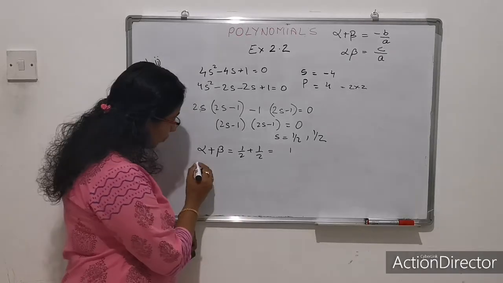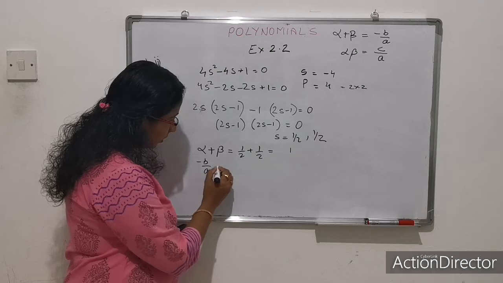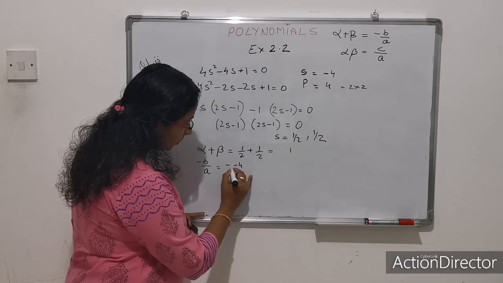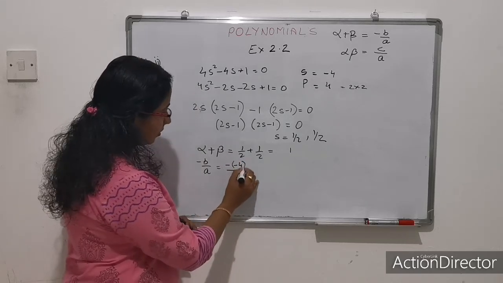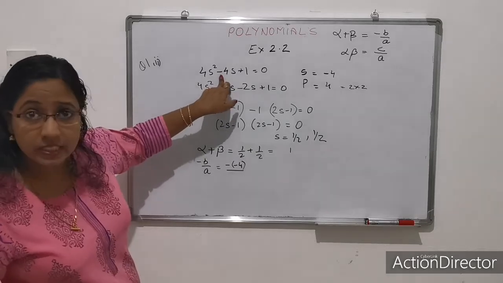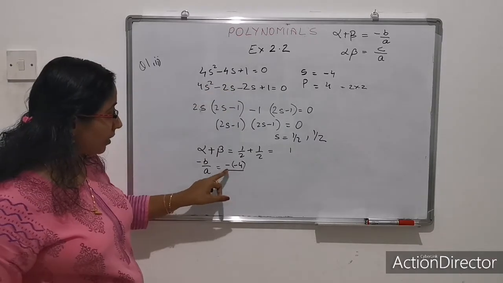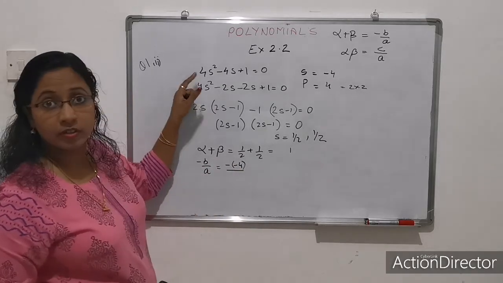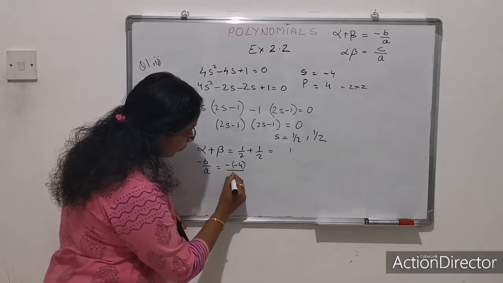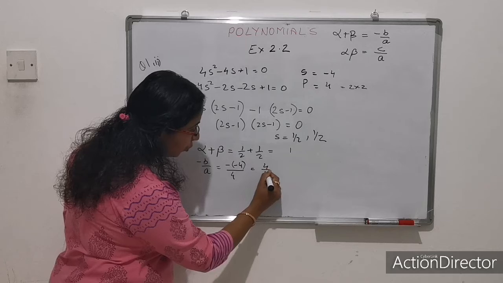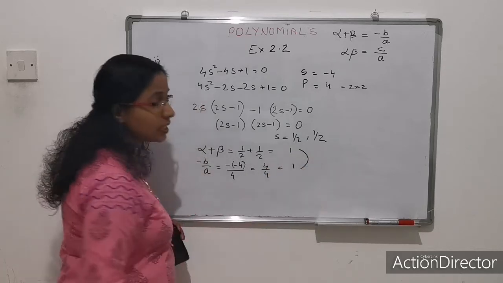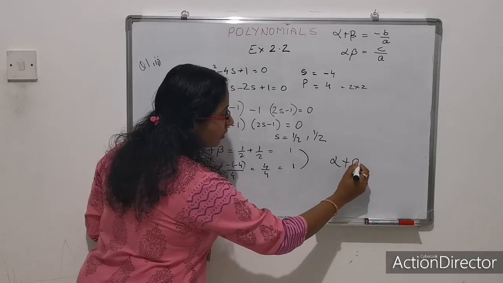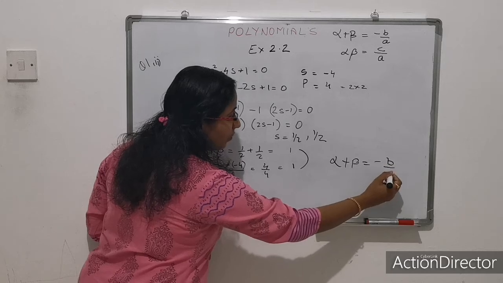Clear? Now we have to check what is minus b by a. What is minus b? b is minus 4, so minus b is minus of minus 4, that is 4. Now a is what? 4. So this becomes 4 by 4, that is 1. So this and this are the same, right? So alpha plus beta is equal to minus b by a, verified.